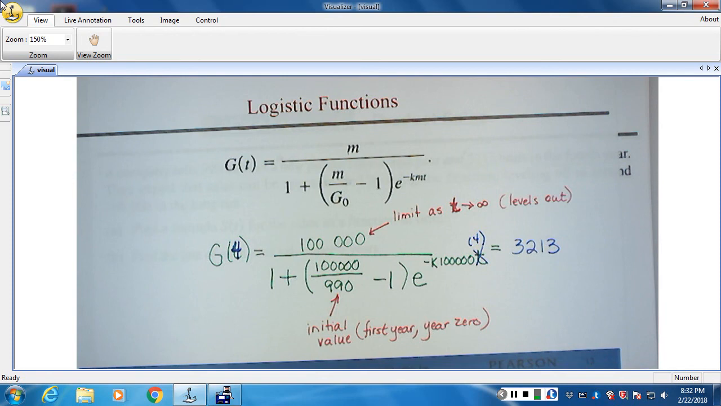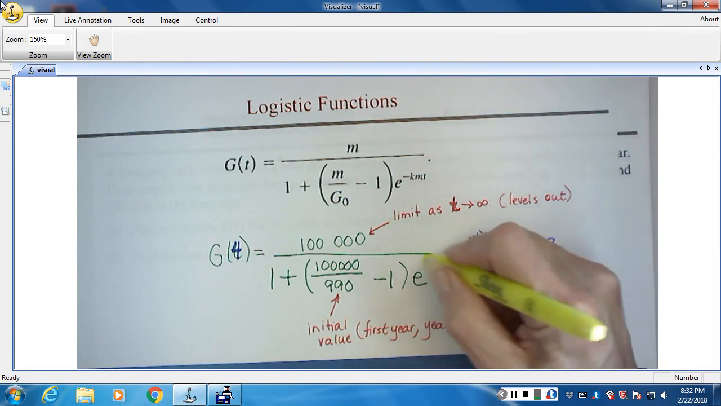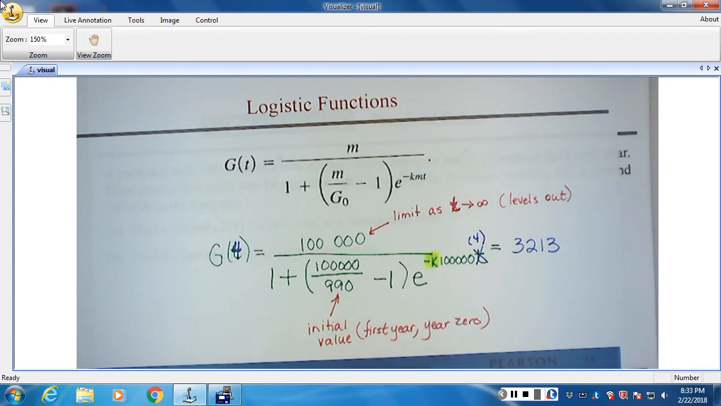This is the hardest part of the problem, and it's all, unfortunately, arithmetic. That's really all it is. It's all arithmetic. Because we have to solve this whole mess to figure out what K is. We need to know what K is so that we have a formula that works for all values of T, not just for T equals 4. That's the hard part.